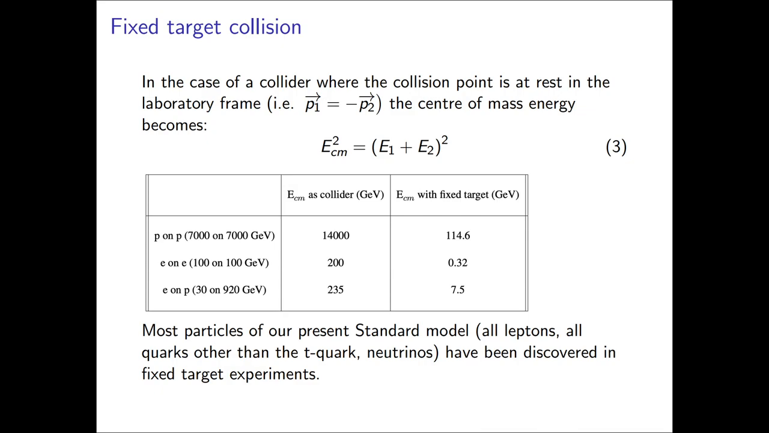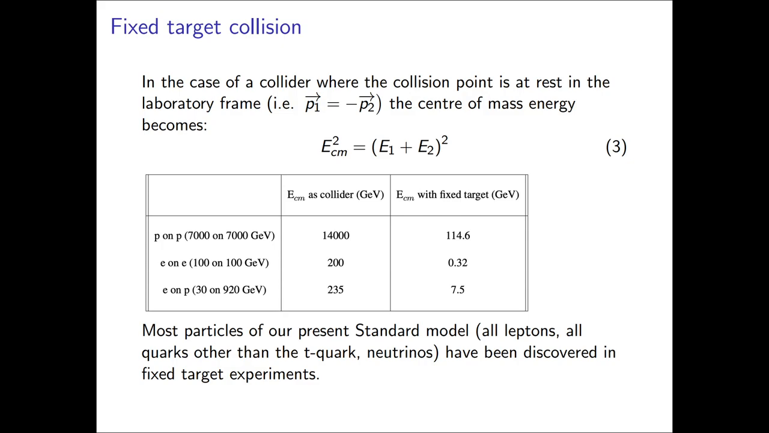Fixed target experiment. In equation 2, we had a term for P1 vector plus P2 vector, the whole squared. Here the term is getting cancelled because in the center of mass frame, P1 vector is equal to minus P2 vector. In the tabular column, we can see the center of mass energy in an experimental collision. The center of mass energy for the fixed target collision varies. The collider experiments have a much higher center of mass energy, whereas the fixed target has a low center of mass energy.